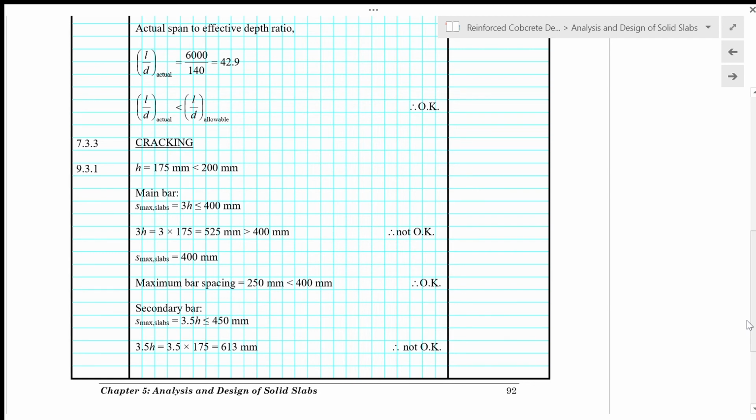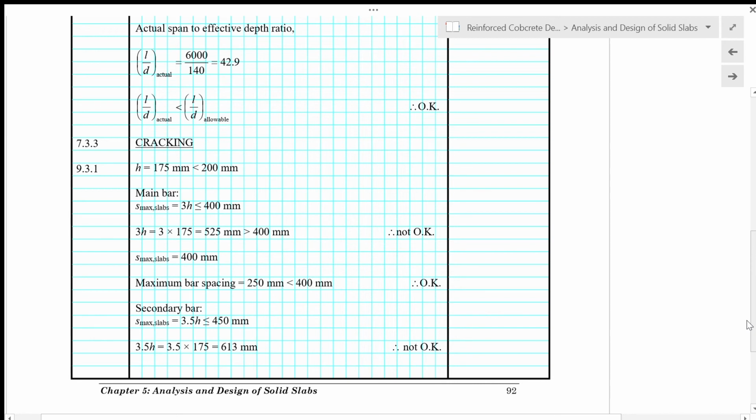And then for cracking, we refer to section 7.3.3, and we can refer to section 9.3.1 for slab thickness of less than 200 mm. Okay, so for the main bar, the maximum spacing is 3 times the thickness of the slab, or 400 mm, whichever is smaller. So 3H is more than 400 mm in this case, so maximum spacing is governed by 400 mm. And then the maximum bar spacing for the main bar is 250 mm. We have one main bar at a spacing of 225 mm and another main bar at a spacing of 250 mm. If 250 mm satisfies the maximum spacing, then 225 automatically will satisfy it.